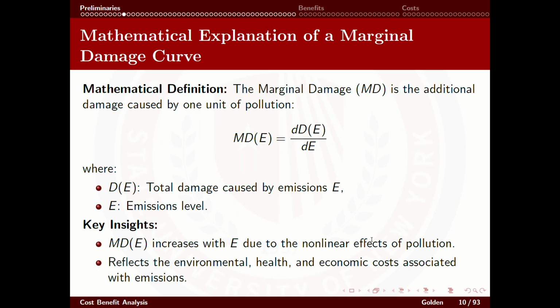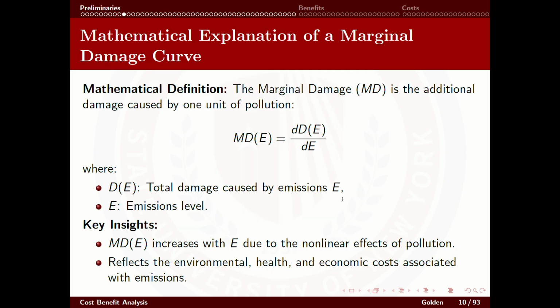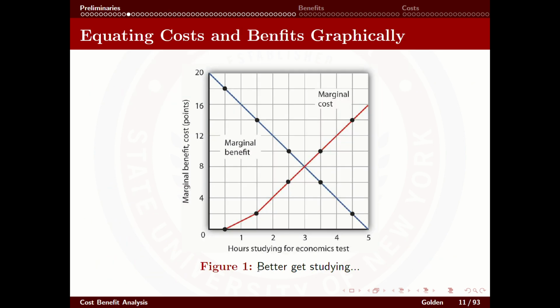So here's a mathematical representation of that. Very similar: for the marginal damage curve, you have a damage function, D of E. You take the derivative with respect to emissions, and you have the marginal damage of emissions. It increases with E due to the nonlinear effects of pollution. It reflects the environmental, health, and economic costs associated with emissions. So here's how we can generally think about this in just general cost-benefit terms.